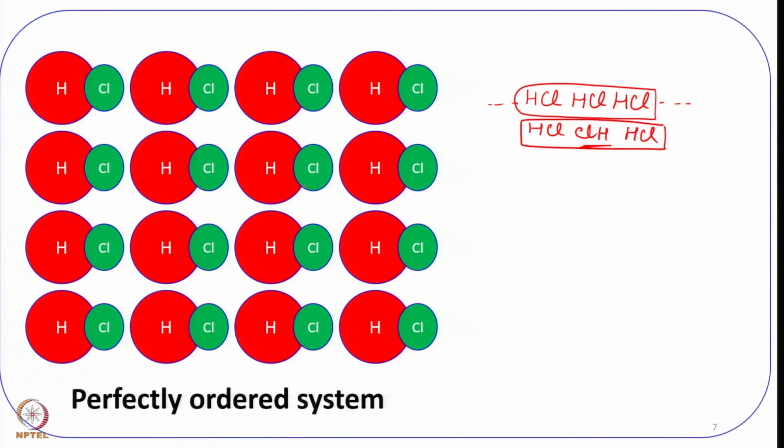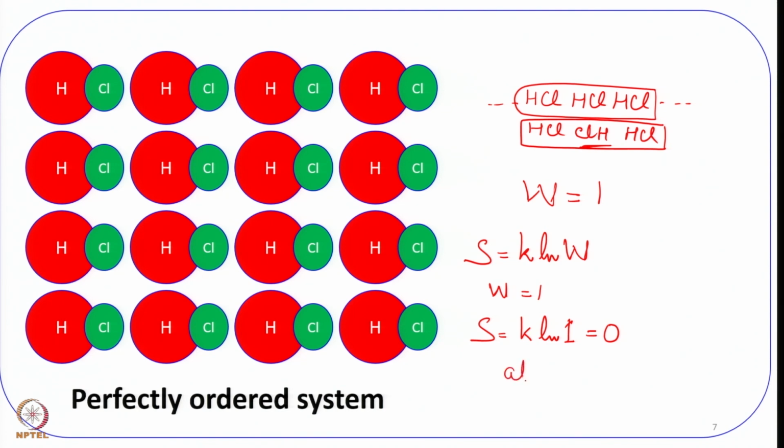If at all HCl transforms or rotates into ClH, then that arrangement will give a different energy, because the interaction energy will be different within the adjacent molecules. So this is a perfectly ordered system. What does that mean? When I say perfectly ordered system, that means the weight of a configuration is equal to 1. There is only one way you can arrange HCl to get the minimum energy conformation. Then our usual S is equal to K log W. If W is equal to 1, then S is equal to K log 1, which is equal to 0. What we have is, for the perfectly ordered systems, there is no residual entropy. This is the value at absolute zero.